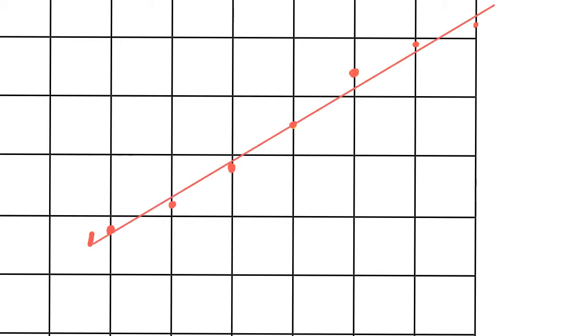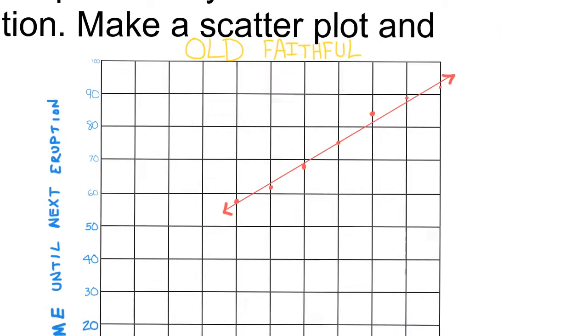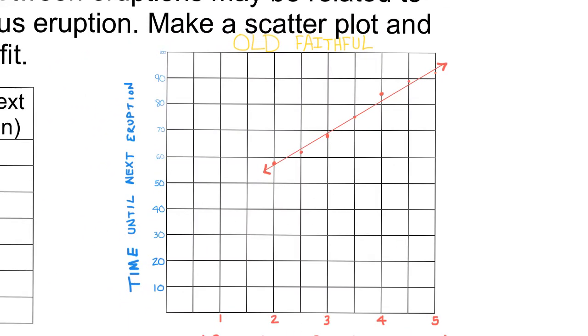All right, here I have a good linear regression. Please put your arrows on the end of your regression. Now look at the type of correlation. So it looks to be a strong positive correlation.